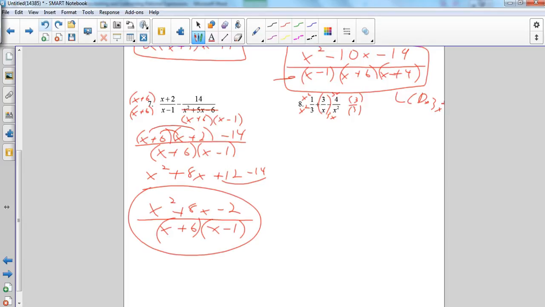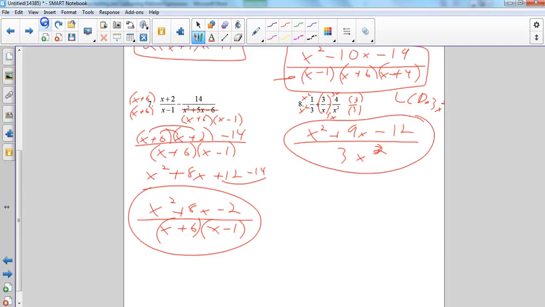So what we end up with here is 1 times x squared is x squared, plus 3 times 3x is 9x, minus 4 times 3 is 12, all over 3x squared. And that's as far as we can go on that one. That's it.